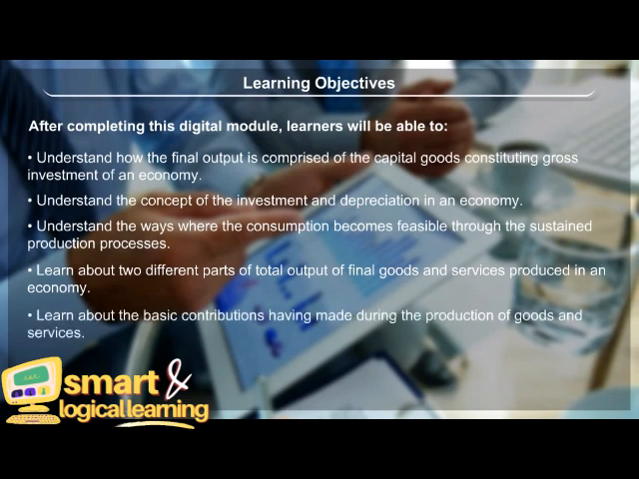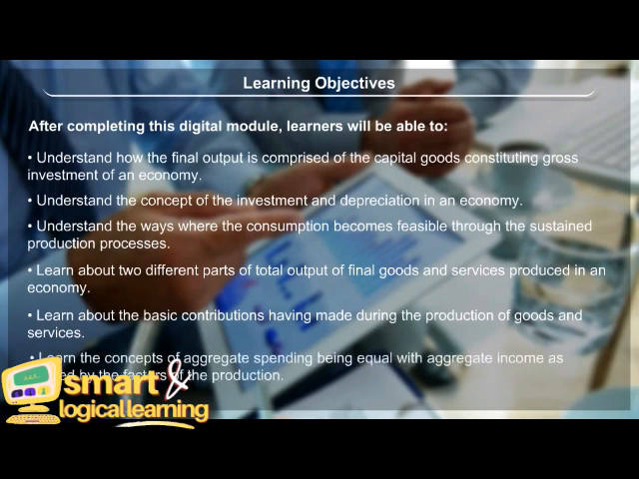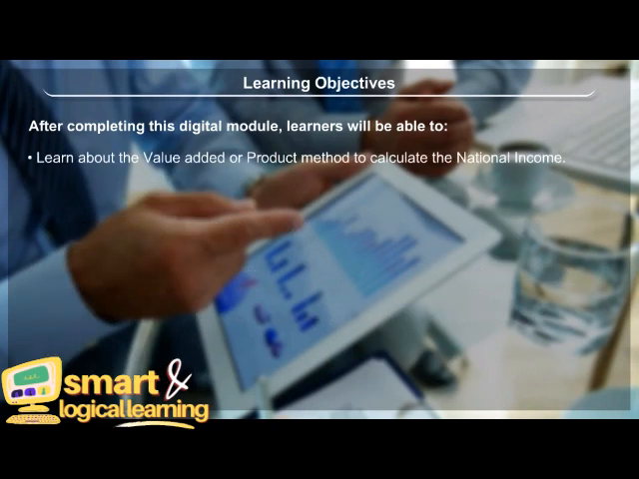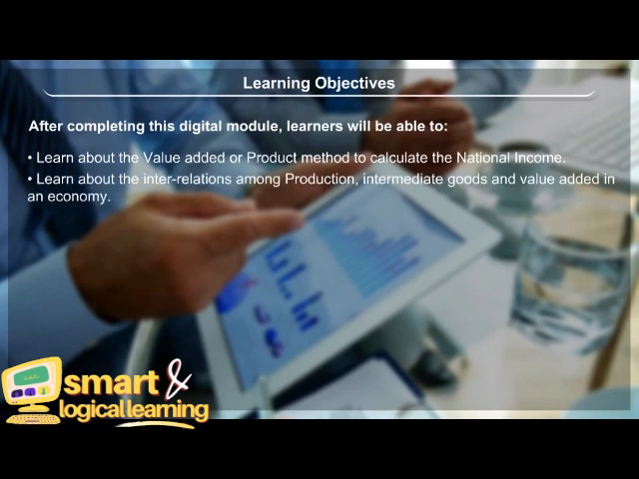Learn about the basic contributions made during the production of goods and services. Learn the concepts of aggregate spending being equal to aggregate income as earned by the factors of production. Learn about the value added or product method to calculate the national income. Learn about the interrelations among production, intermediate goods, and value added in an economy.